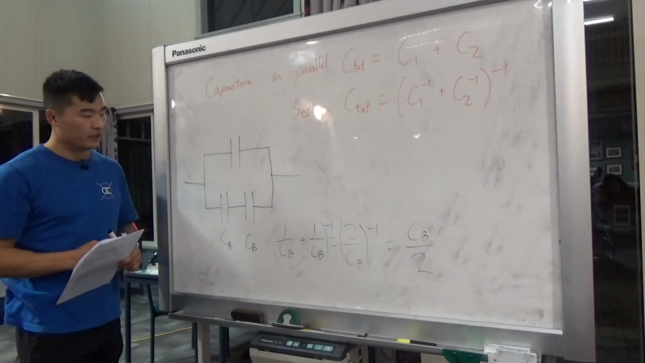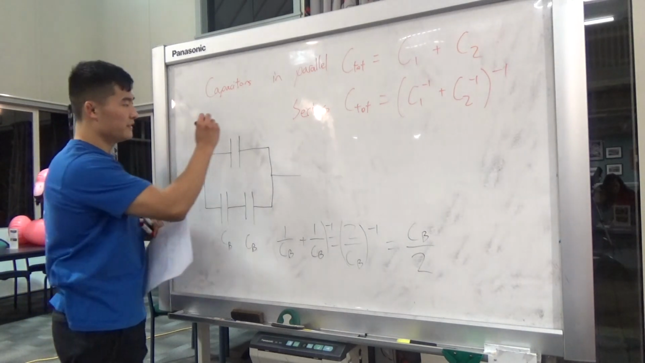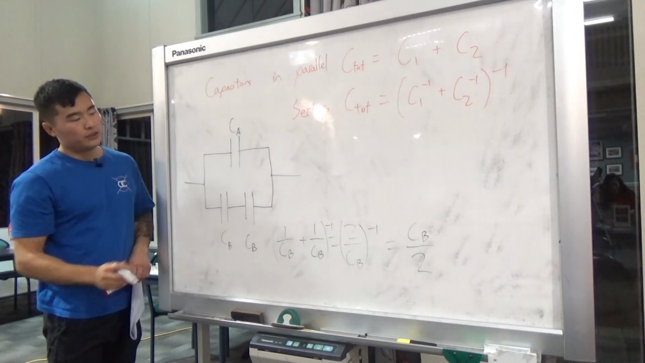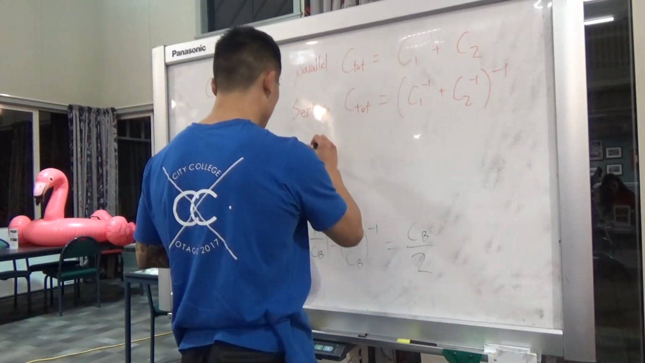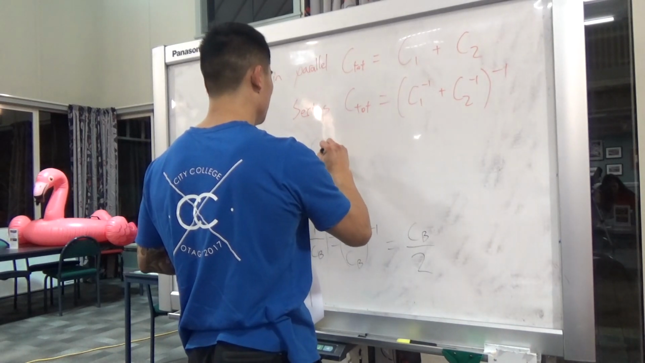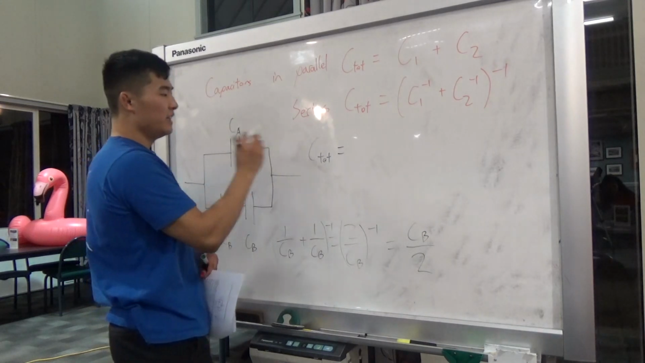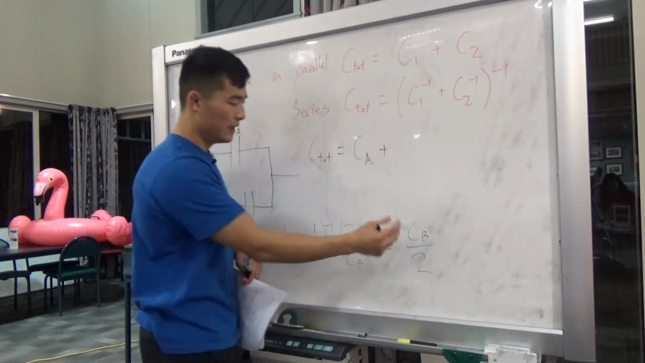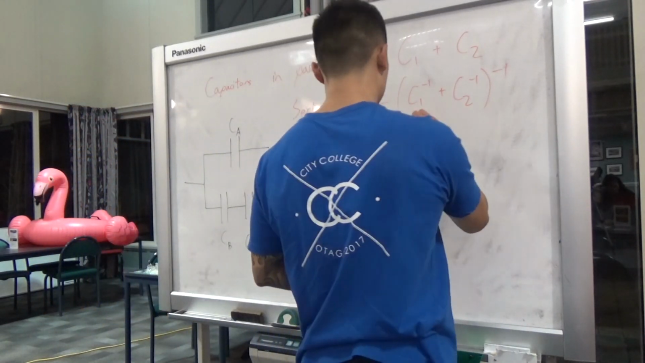So then you have CA here. Since these two are in parallel, you can now just add them together. So C total is equal to CA plus this part down here, which is CB over 2.